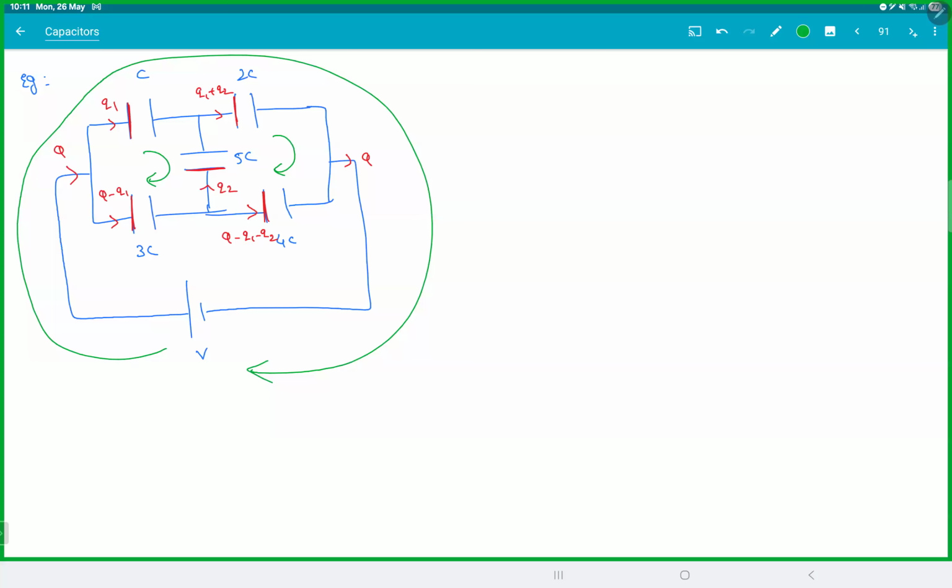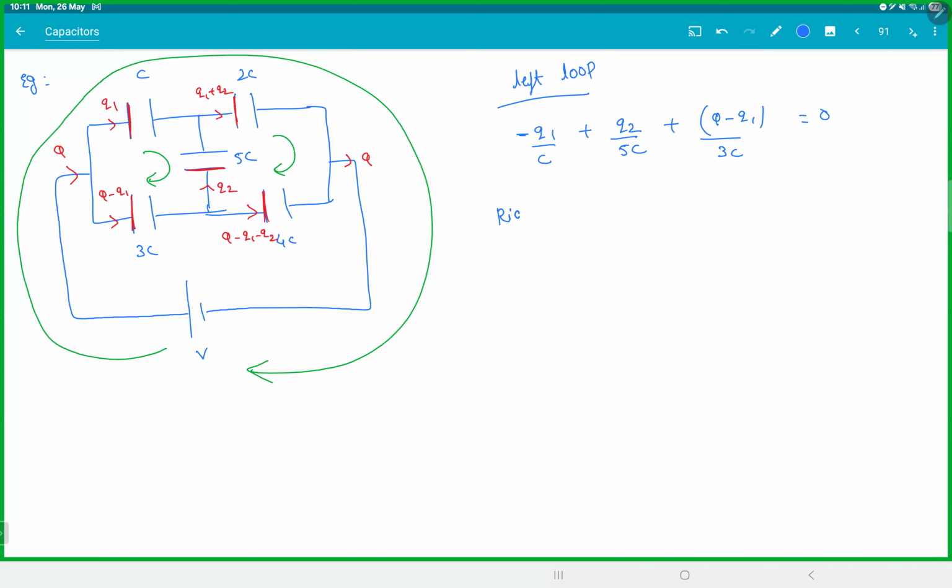Done? Let's see. First, the left loop. Check whether you got the answers right. Start from anywhere. I'll start from here. If you start somewhere else, the terms will be the same. They'll be just jumbled. Starting here, and I'm going clockwise. Minus Q1 by C. I'm going from negative to positive plate, so that is Q2 by 5C, and then plus Q minus Q1 by 3C.